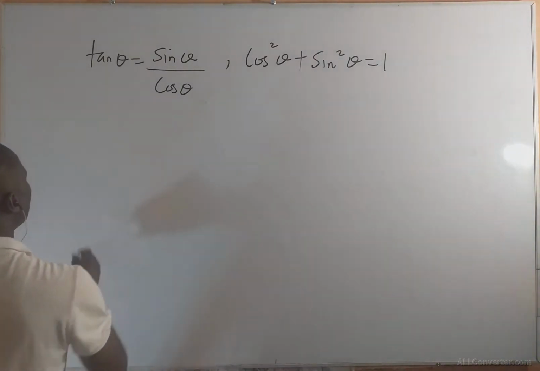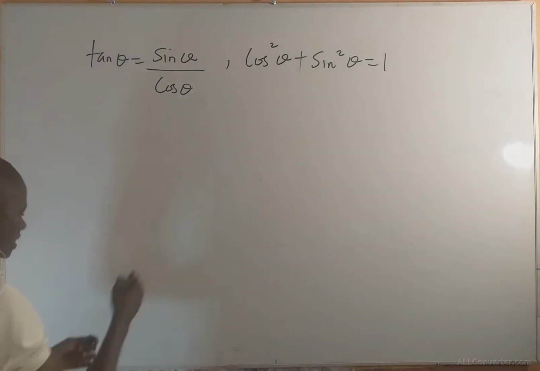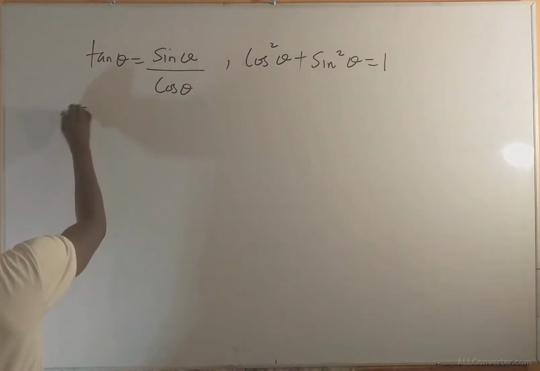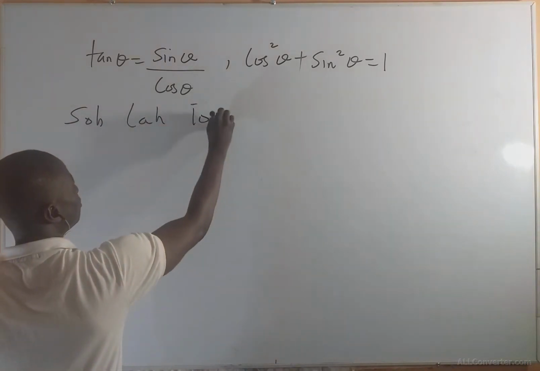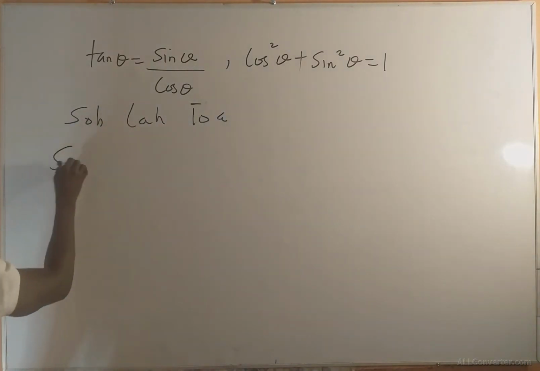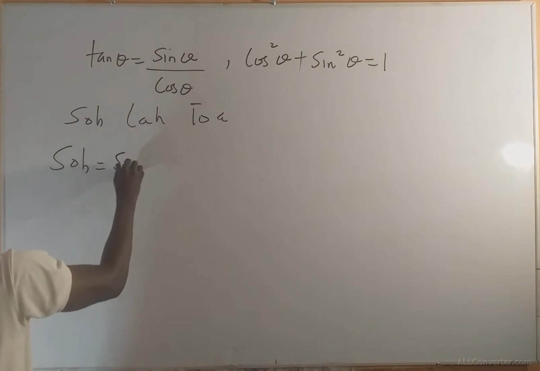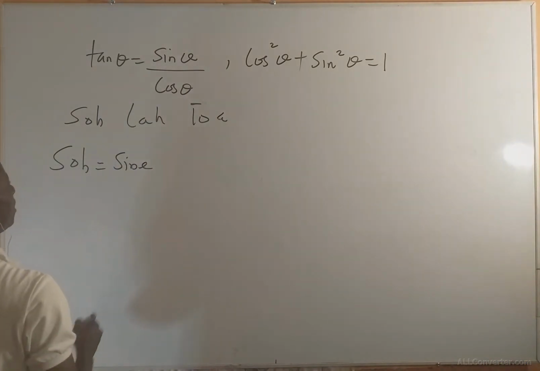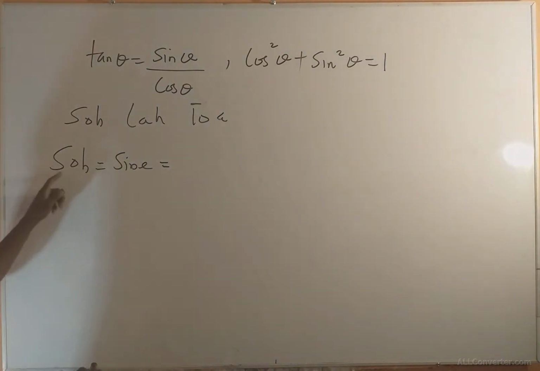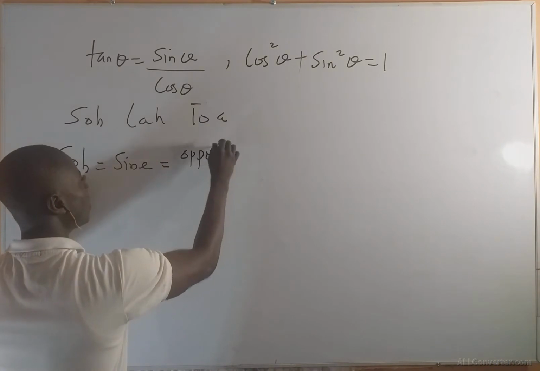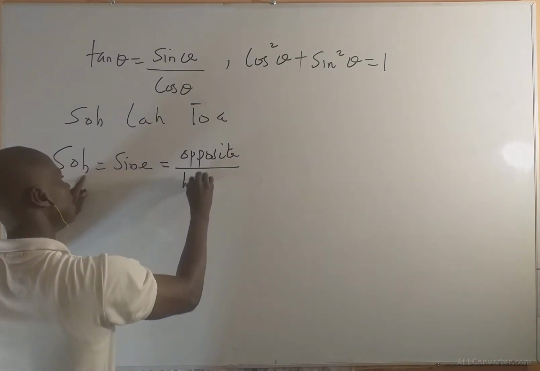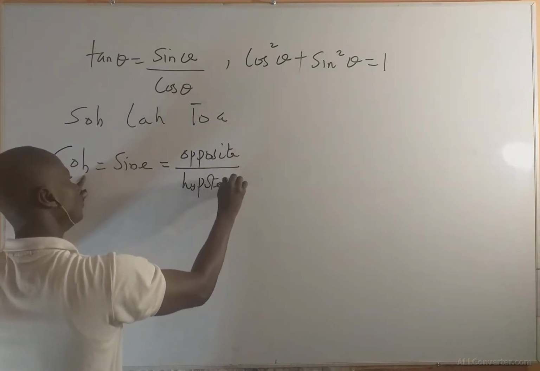Now, when we talk about sin theta, cos theta, tan theta, it's all coming from what we call SOHCAHTOA. When we say SOH, we are talking about the sine. That is opposite over hypotenuse.